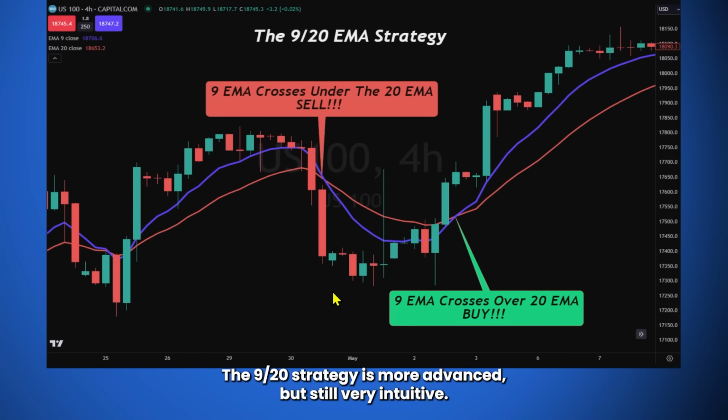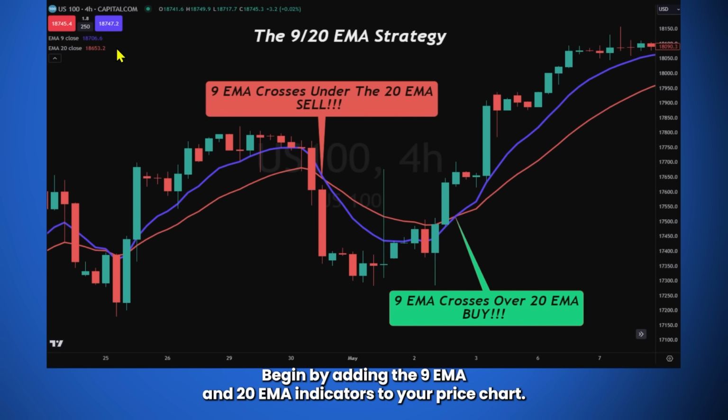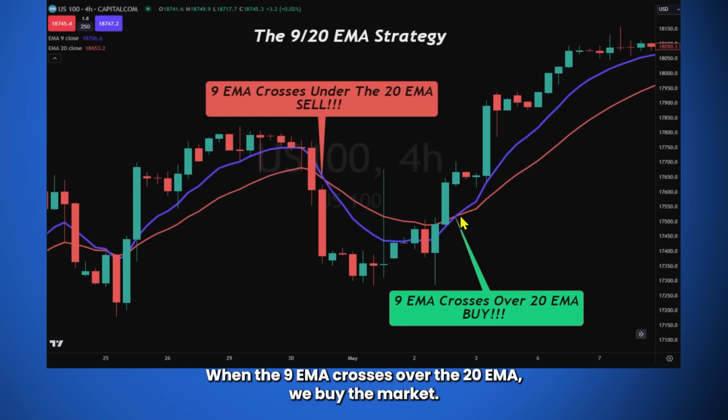The 9/20 strategy is more advanced, but still very intuitive. Begin by adding the 9 EMA and 20 EMA indicators to your price chart. Now, the entry rules are very simple. When the 9 EMA crosses over the 20 EMA, we buy the market. When the 9 EMA crosses under the 20 EMA, we sell the market.